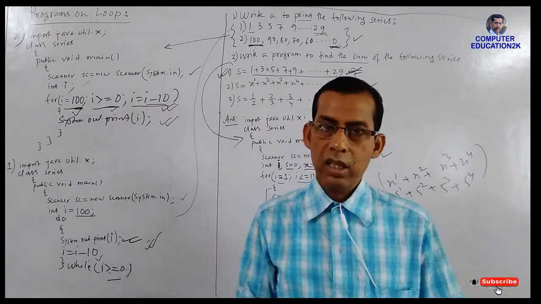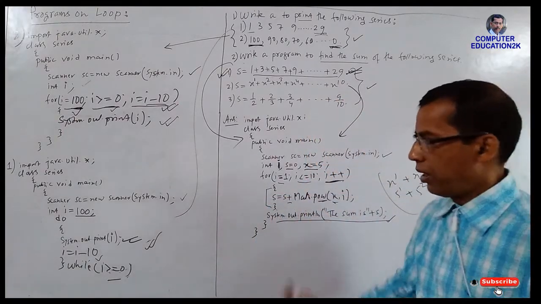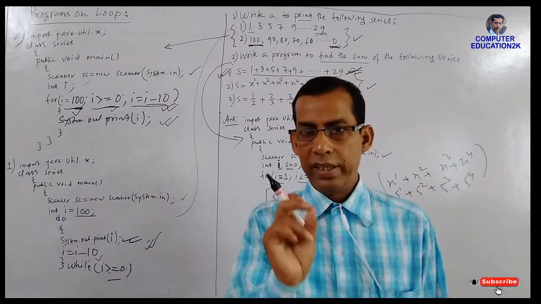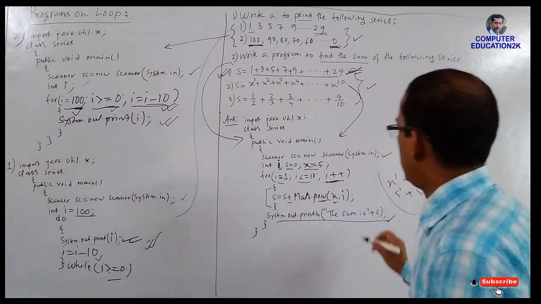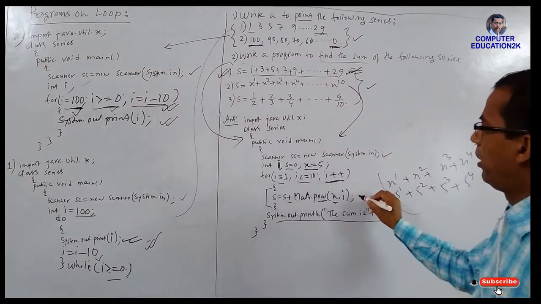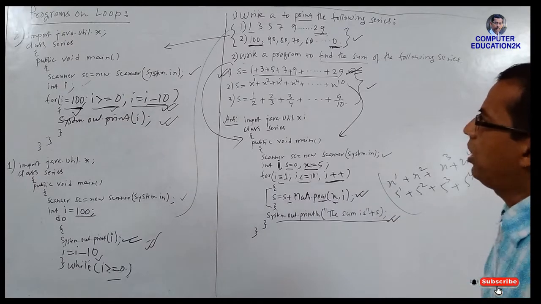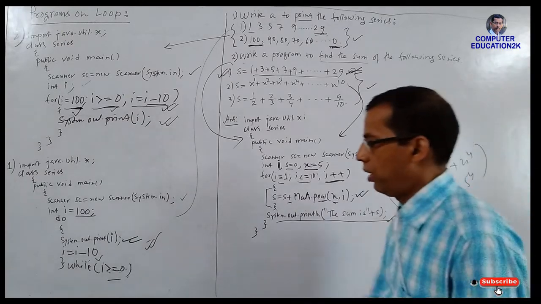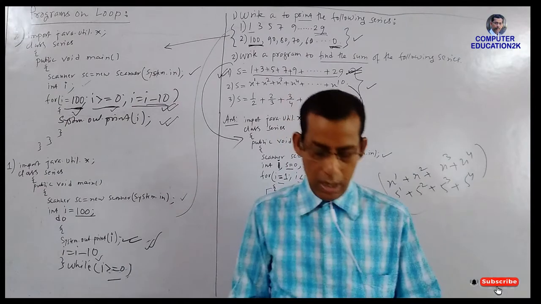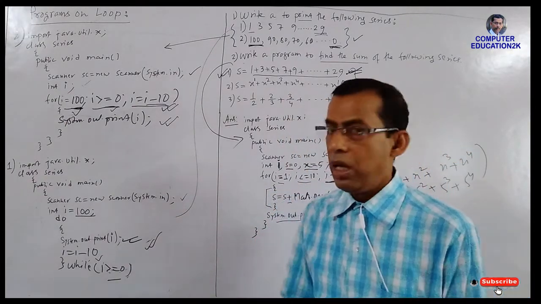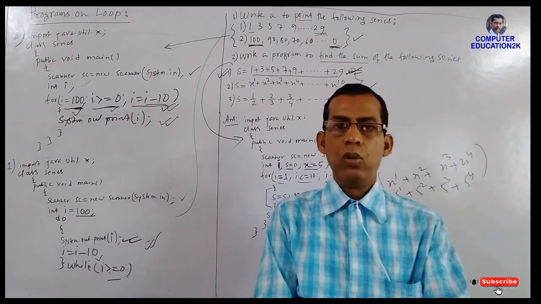You don't have any headache. You will just write the program, the computer will execute the program and it will give you the answer. Only one answer, that is the sum. Okay. So this way, here I found the sum of the series and here I have printed the sum of the series. Okay. So I think now you have understood this while loop, do while loop and for loop.